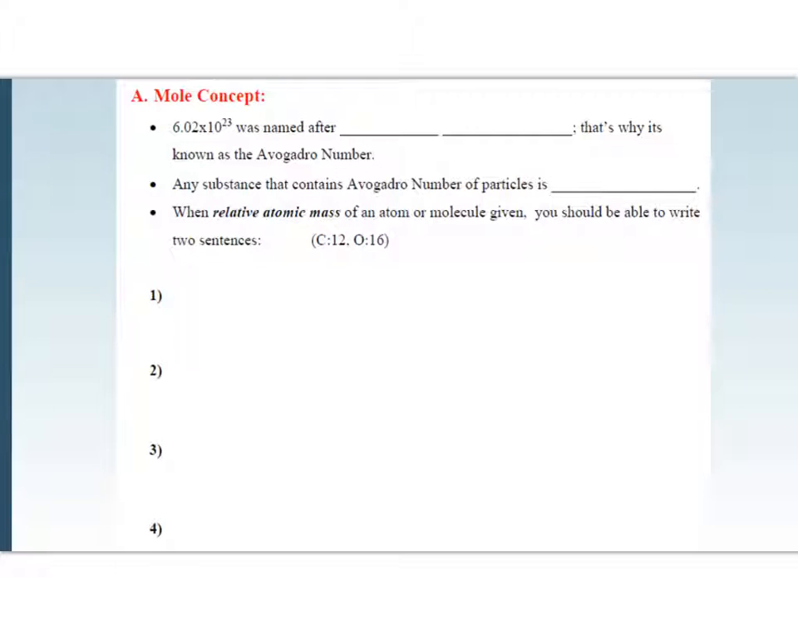Now, 6.02 times 10 to the power of 23 was named after Amedeo Avogadro. That's why it is known as the Avogadro number. Any substance that contains Avogadro number of particles is known as 1 mole of that substance.